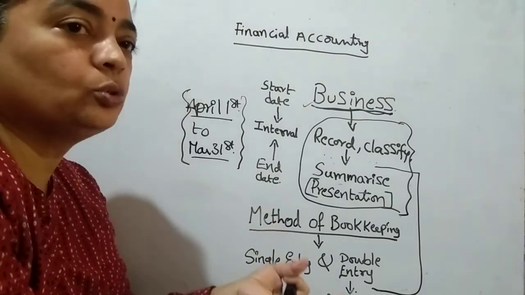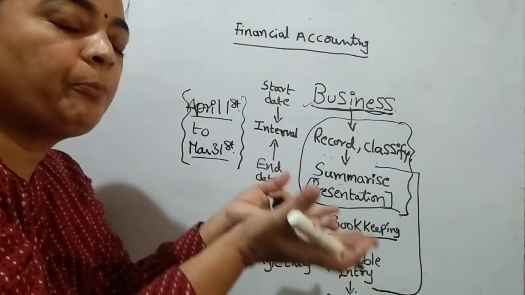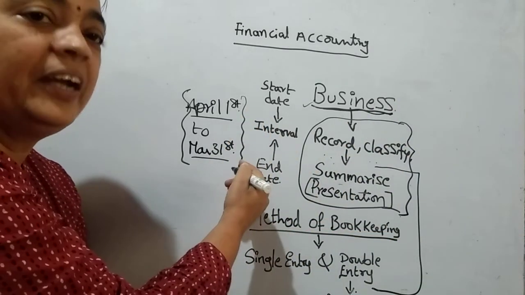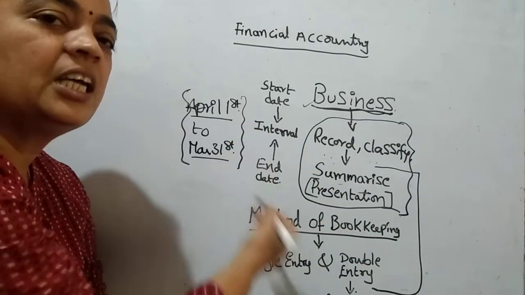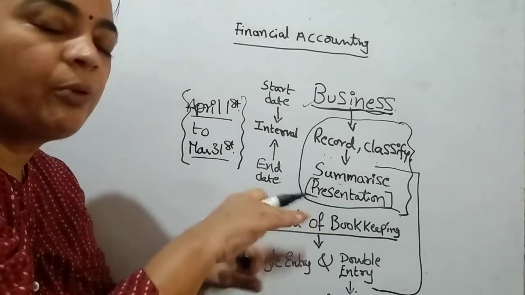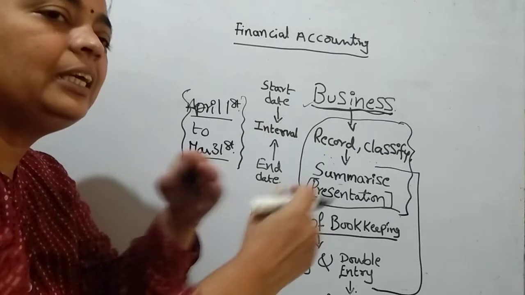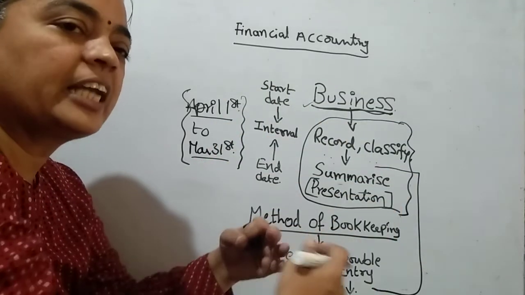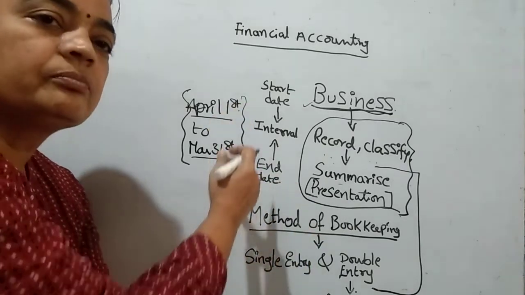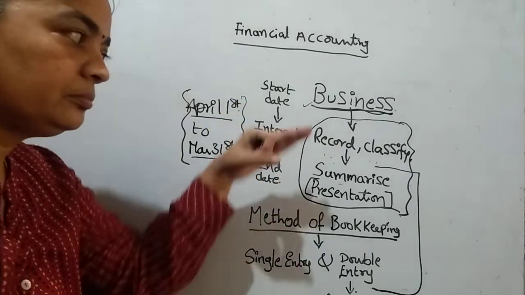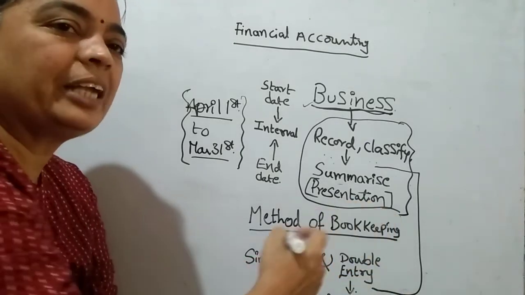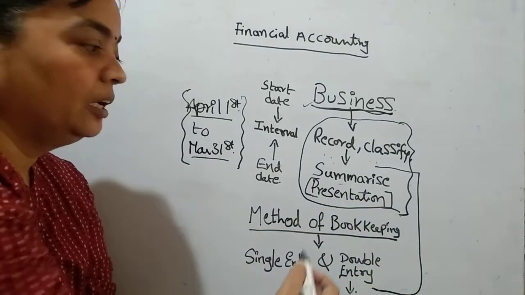Because the owner has to know whether he is making a profit or loss. Then only he can continue to the next period, right? In this period, if he makes a profit, or at least he is in the no profit no loss zone, then only he can continue his business to the next year, next period, right? Similar to that, in this way we have to present the statements.